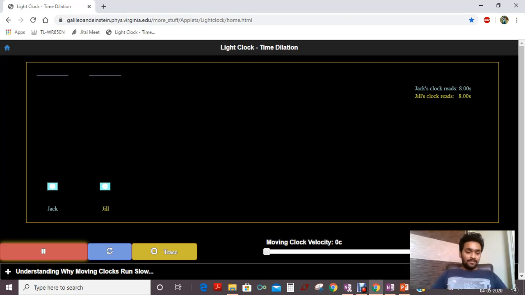Now what happens if the clock of Jill is moving in a direction with some velocity? Say I can put it at 0.3 of c. Okay, let us say the velocity of Jill's clock is 0.3c. Now see what happens. Since Jill's clock will move, time runs slower for Jill's clock. Okay, you can see here.